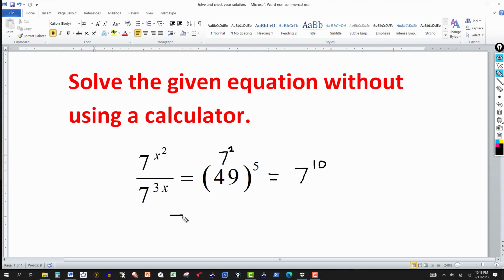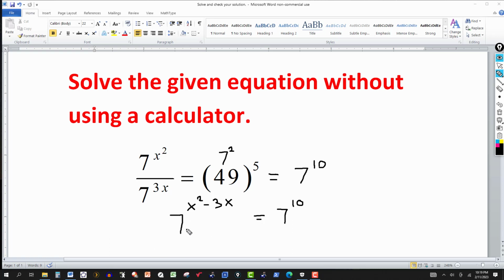And then on the left side, I've got 7 to the x squared over 7 to the 3x. I can simplify this by bringing down the base and subtracting the exponents, using the rules of exponents for division. So this can actually be written as 7 to the x squared minus 3x, and that's equal to the expression on the right, 7 to the 10th.